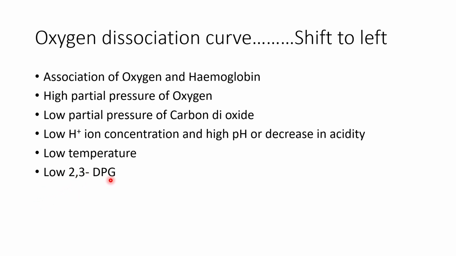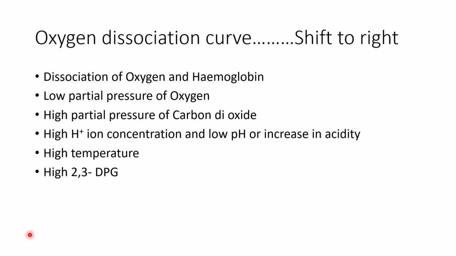Coming to 2,3-diphosphoglyceric acid, this compound has great affinity for hemoglobin. So once this binds to hemoglobin, it will cause a conformational change in hemoglobin, after which oxygen cannot bind. So that is why there has to be a low concentration of 2,3-diphosphoglyceric acid.